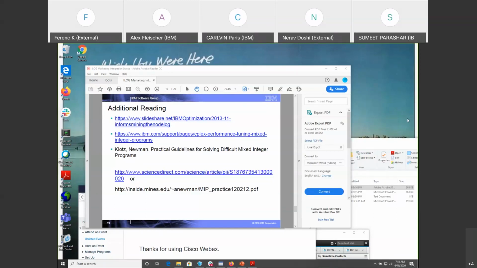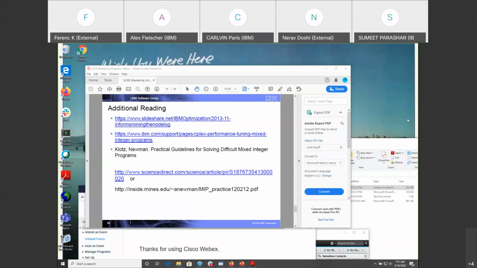We package all the examples, Java, C++, C#, Python, and OPL into the Community Edition. If you are not a user, you just go there, download the Community Edition. You have all the examples. You will not be able to solve them because the Community Edition is limited to 1,000 variables and constraints.